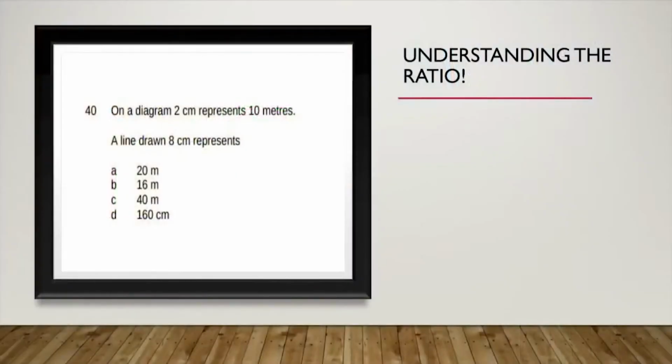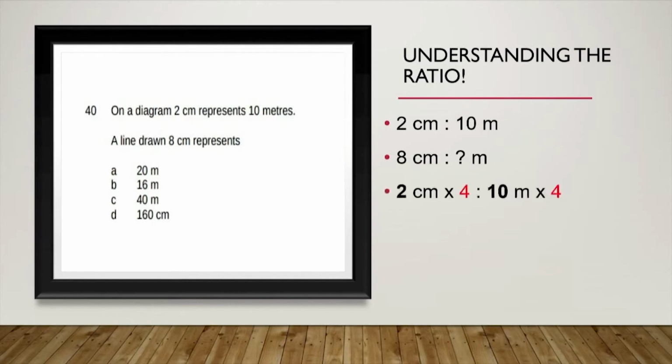On a diagram, 2 centimeters represents 10 meters. So what's the ratio? 2 centimeters to 10 meters. A line is drawn 8 centimeters. What does this line represent? So we look at our existing ratio, 2 centimeters to 10 meters. And now we know 8 must be mapped onto what? We don't know yet. Let's figure out how we're going to do it.